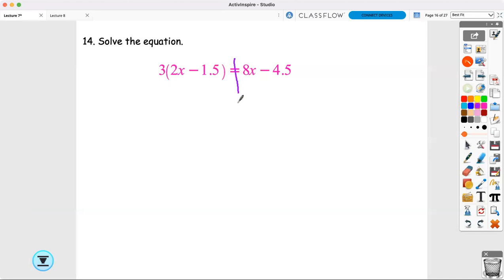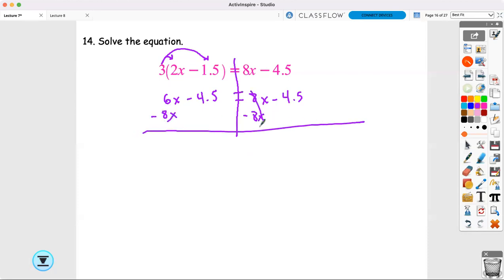We're gonna go ahead and draw a line on the equal sign. We are gonna distribute the 3 to the parentheses. 3 times 2x is 6x. 3 times negative 1.5 is negative 4.5 equals 8x minus 4.5. Go ahead and subtract 8x on both sides. 6x take away 8x is negative 2x minus 4.5 equals negative 4.5. I'm going to add 4.5 on both sides to move that over.